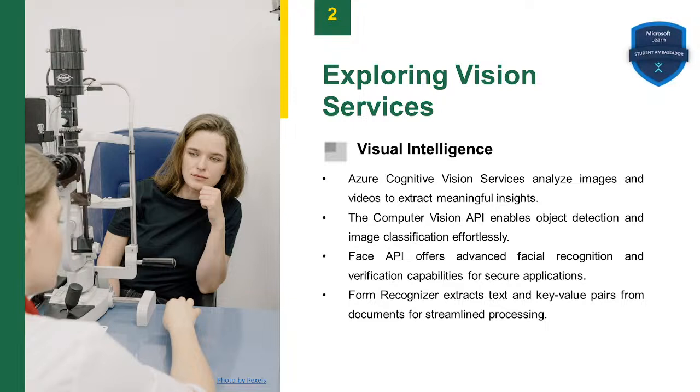One powerful feature of computer vision is object detection. It can identify and label objects in images, which is useful for tasks like product identification in a retail environment or detecting anomalies in surveillance footage. Another component of vision services is the Face API, which offers advanced facial recognition capabilities. This technology can detect and verify faces, making it a popular choice for secure authentication systems and personalized customer experiences.